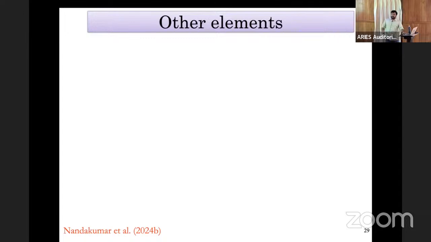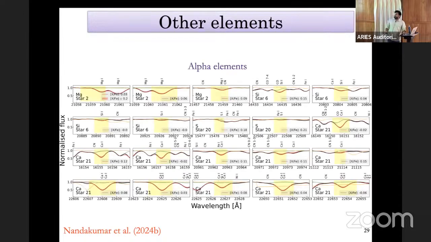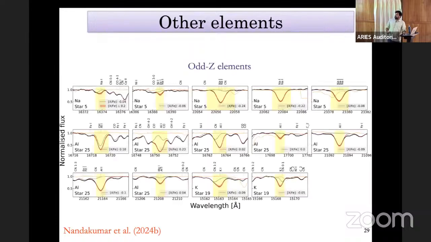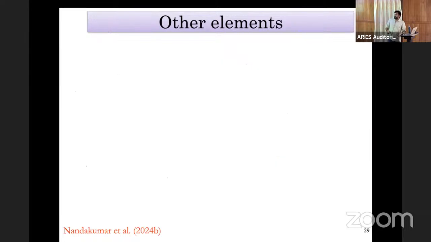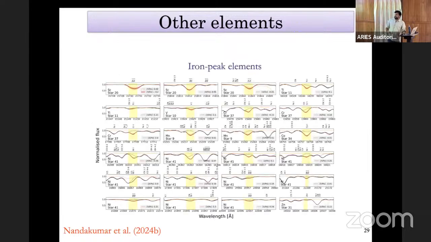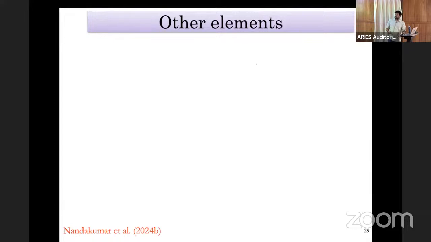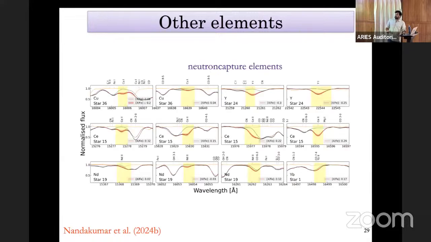In addition to that, other elements have been identified. As you can see, there are many alpha elements with strong lines that have been identified: magnesium, silicon, calcium, sulfur, etc. Then there are odd-Z elements like sodium, aluminum, potassium. And then there are iron peak elements like cobalt, nickel, chromium, scandium, etc. And finally, there are also neutron capture elements like copper, yttrium, cerium, neodymium, ytterbium, etc. So these are all the different lines that we have manually found to be working very well.